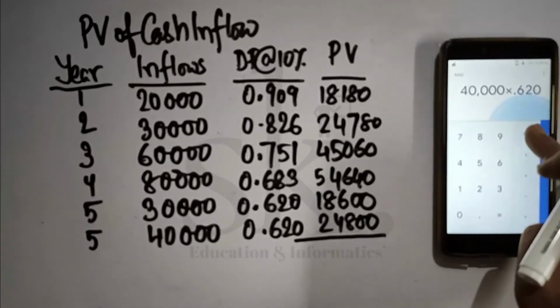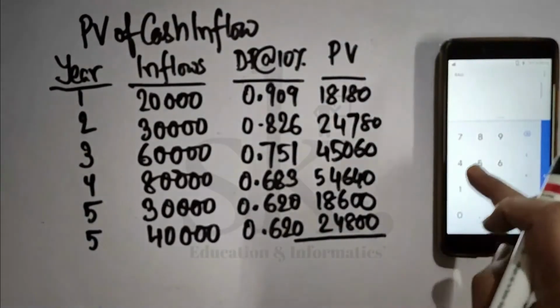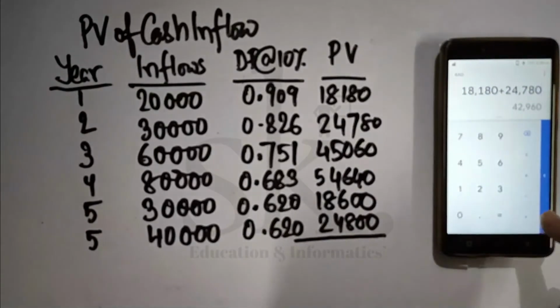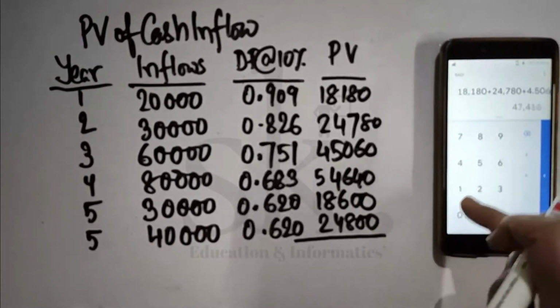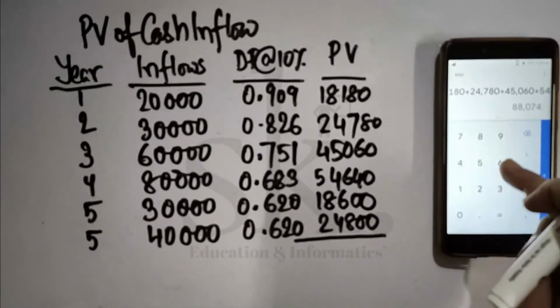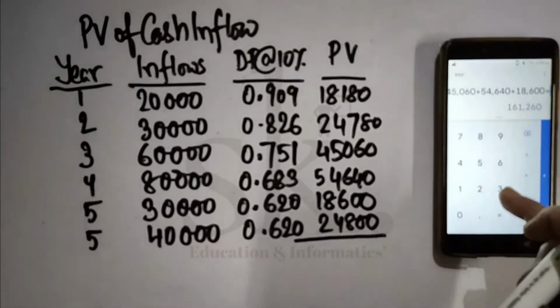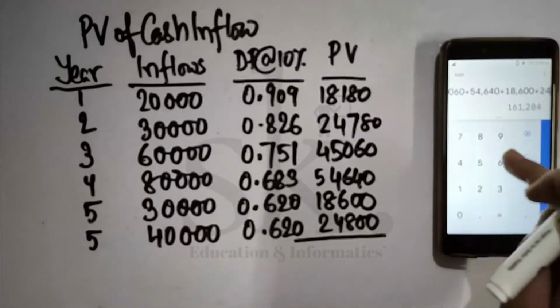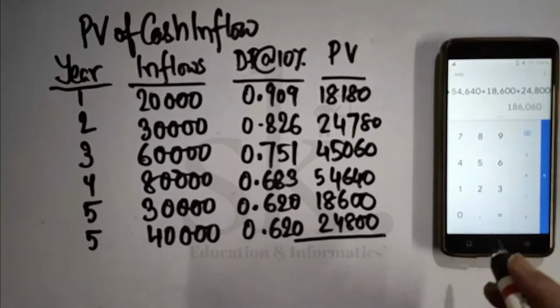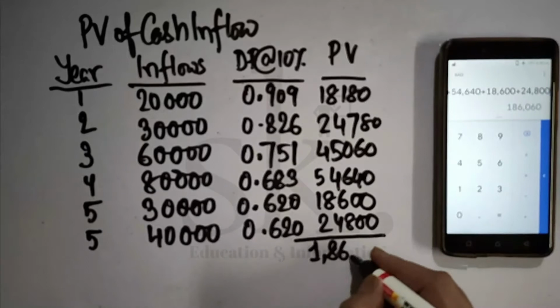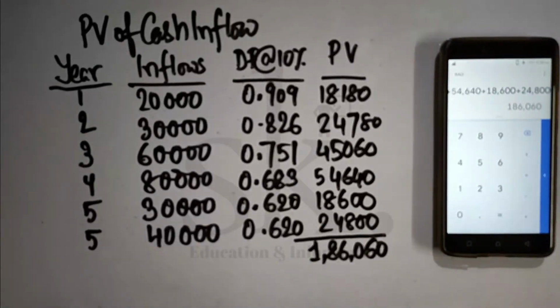So in order to calculate the present value of future cash inflow, we require to add the present value column. So 18,180 plus 24,780 plus 45,060 plus 54,640 plus 18,600 plus the scrap value amount discounted, 24,800, the present value of the scrap value. So it's coming 1,86,060. Now what is this? This is the present value of future cash inflow.